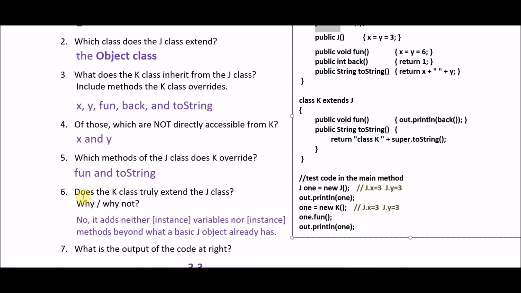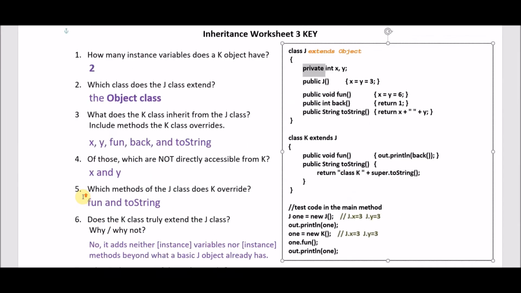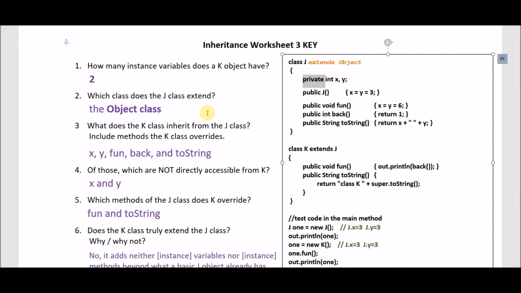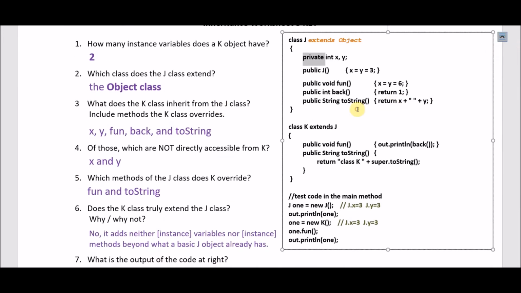And then now this question: does the K class truly extend the J class? What I mean is, we use the word extends in the sense of added on, but does anything actually get added on? Well, no. If you look here, it overrode two of the original methods, but there are no new methods added on and no new instance variables. So I would say no.